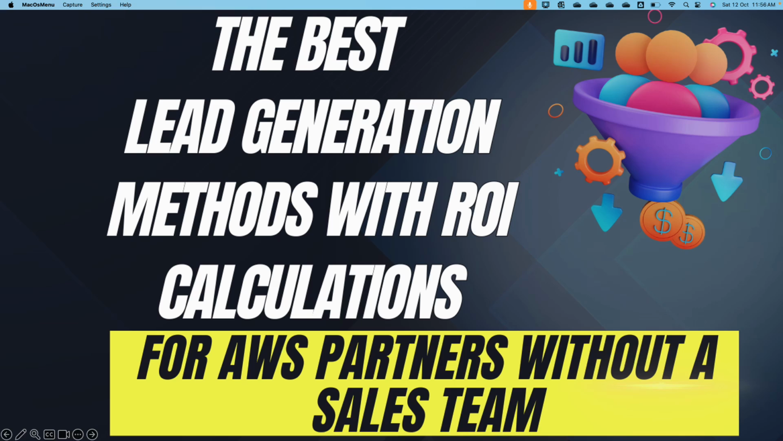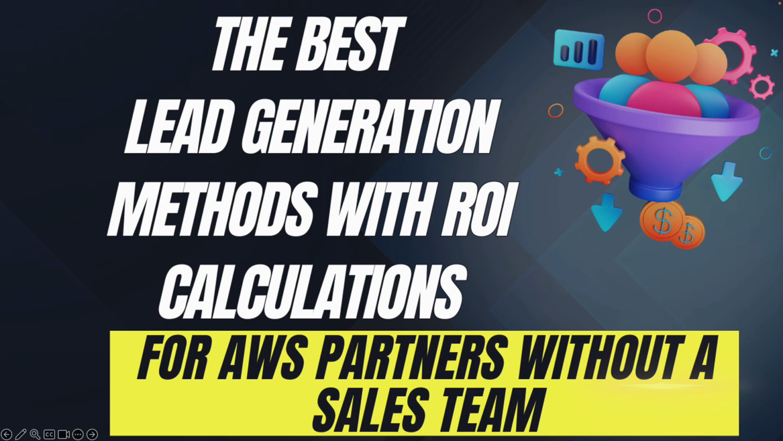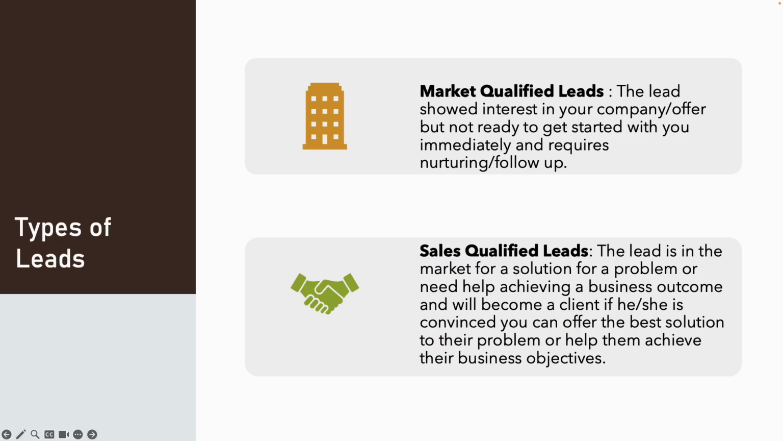You need to know what is the best option available out there, how much it's going to cost, and how you take a decision on investing in that particular lead generation method. So let's dive in. Before we jump in and understand the different lead generation methods, let's understand the types of leads. There are two types of leads, basically. One is called a market qualified lead. The other one is sales qualified lead.